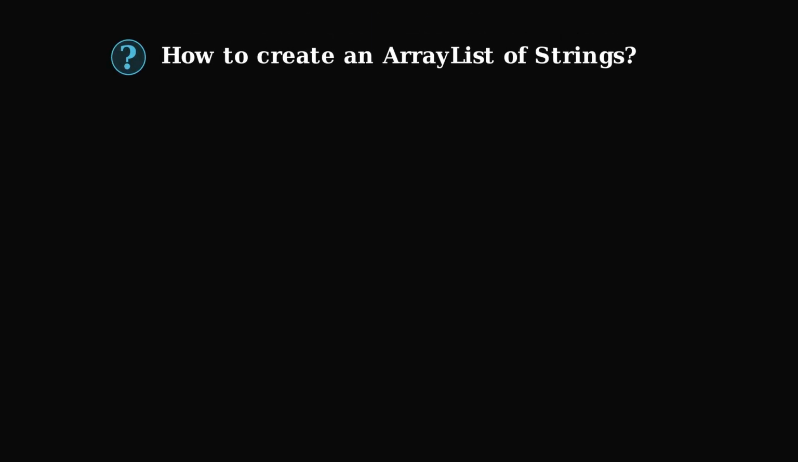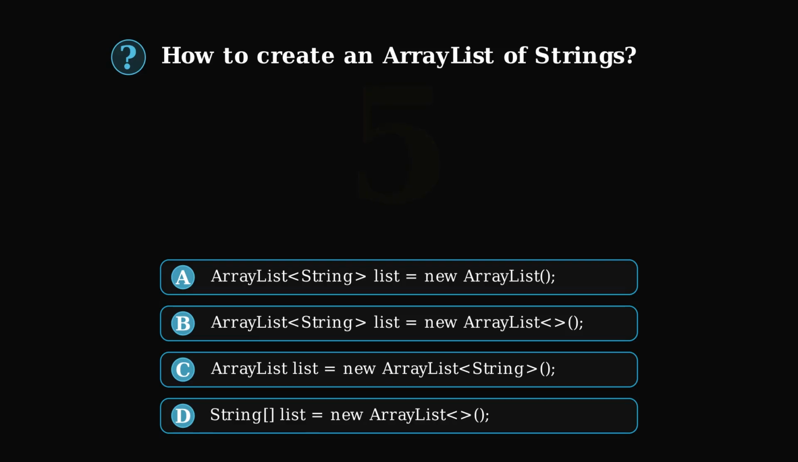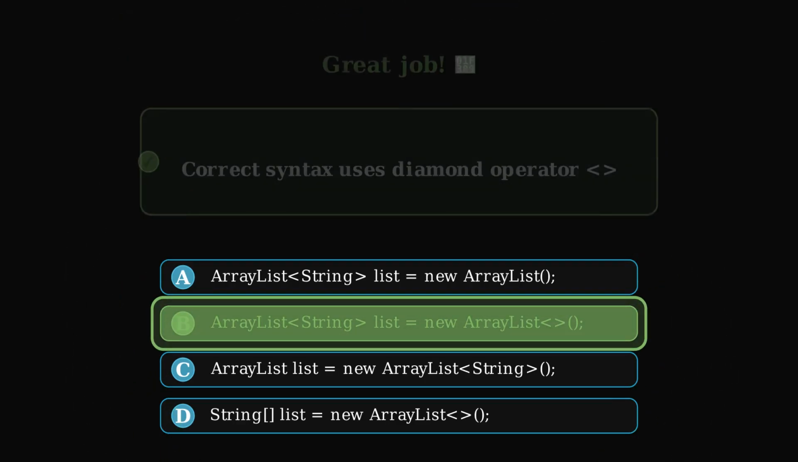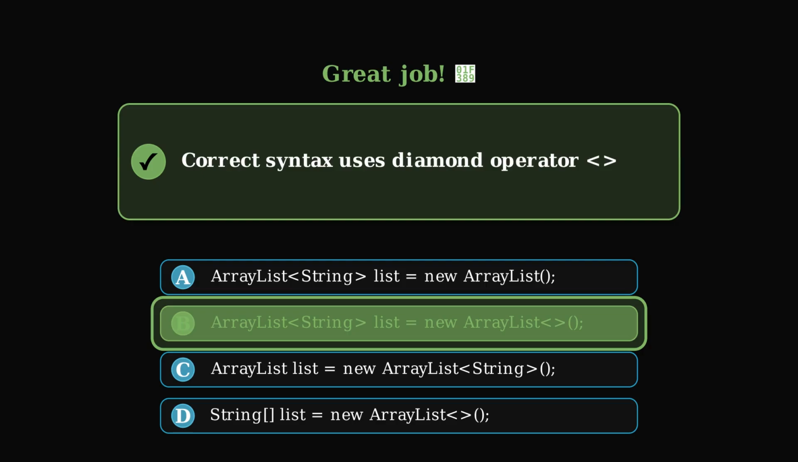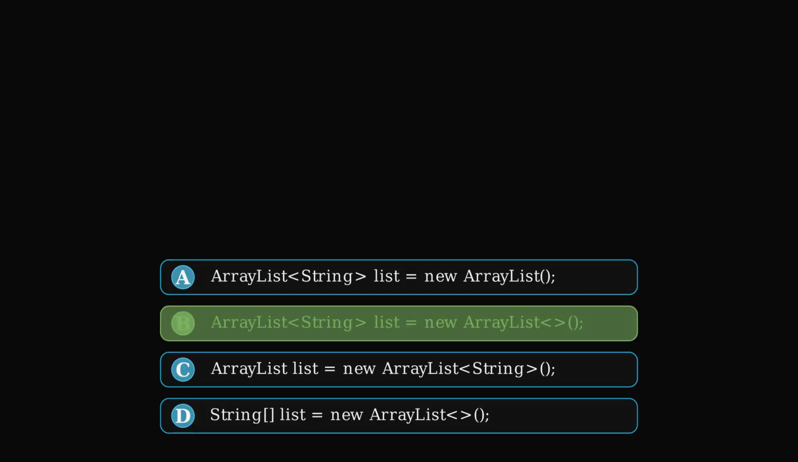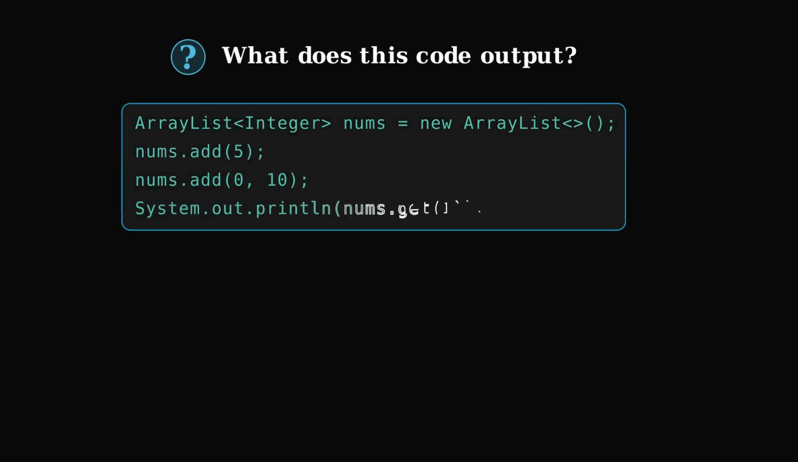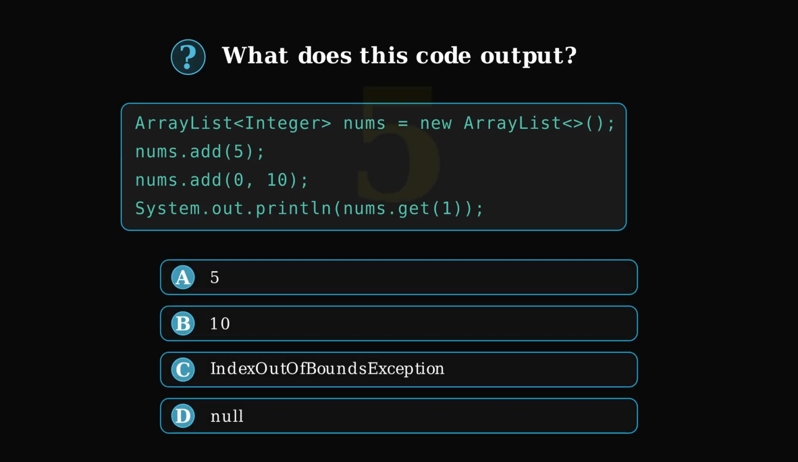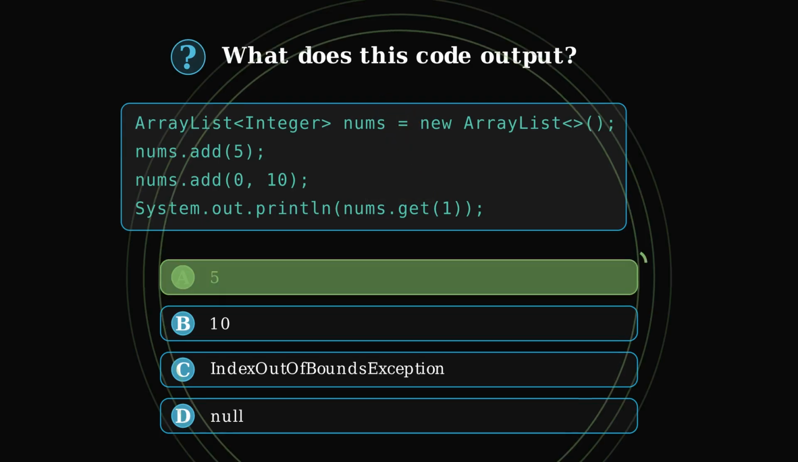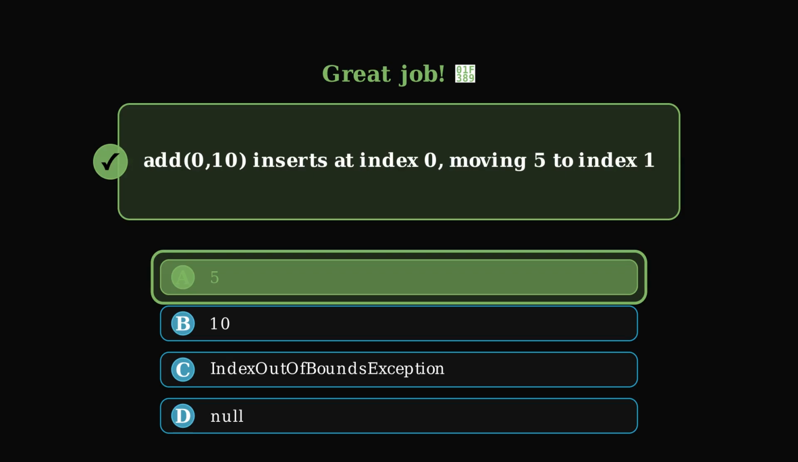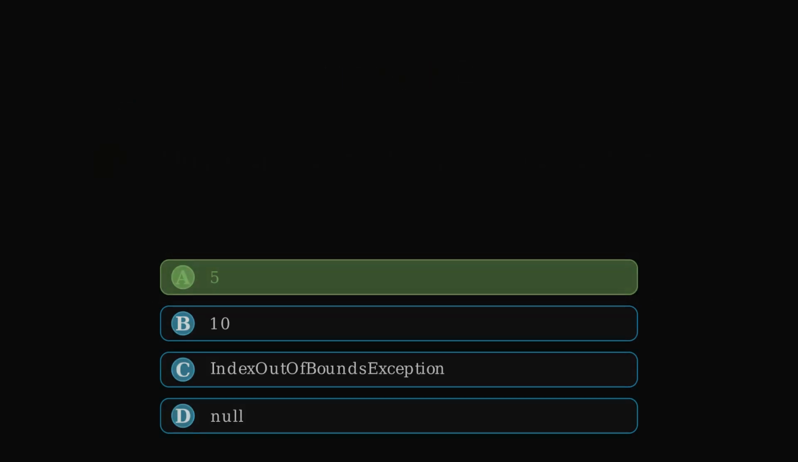How to create an ArrayList of strings. Which one is correct? The correct answer is... What does this code output? Which one is correct? The correct answer is add 0, 10, which inserts at index 0, moving 5 to index 1.